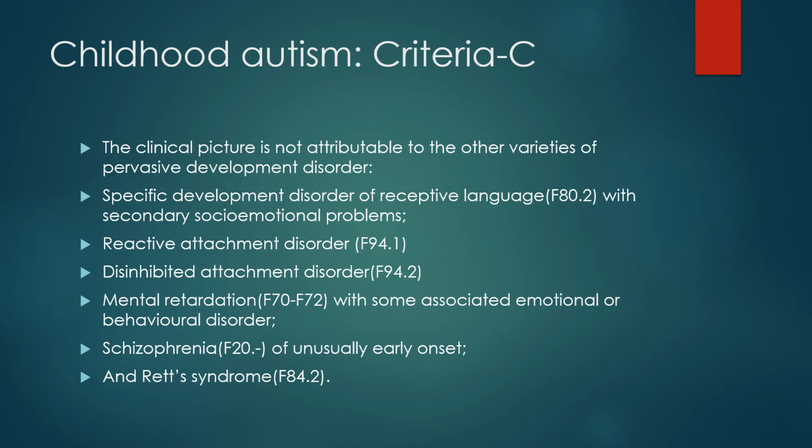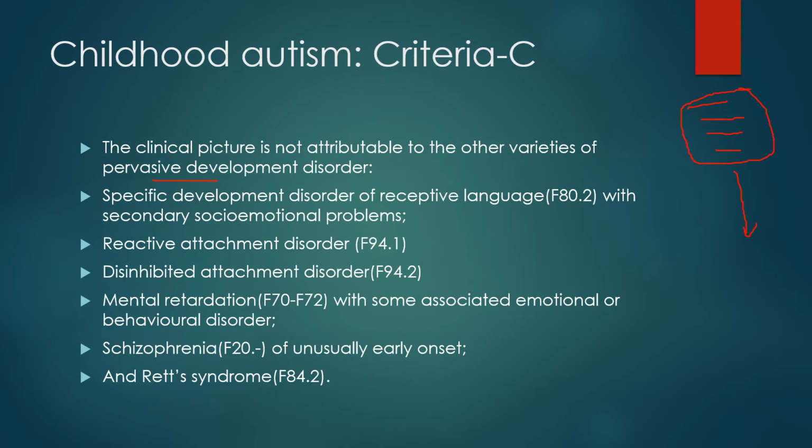The clinical picture is not attributable to other varieties of pervasive developmental disorders. So when we talked about autism, number one, it is before 3 years of age: social interaction, communication, and behavior. We looked at these, and they have been present before the age of 3, and it is a developmental, pervasive disorder, and we should rule out other causes of such or similar behavior at that age. This can persist throughout life, sometimes for long periods of time, affecting their development.